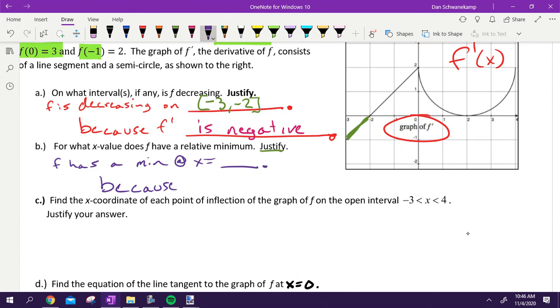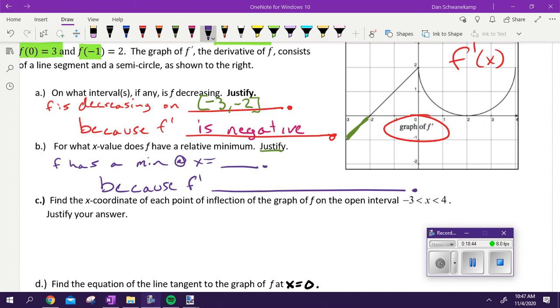It has a minimum at x is equal to blank because f prime blank. Finish that problem. Give me an answer and give me the reasoning. F has a minimum. Show me with your fingers. Where does f have a minimum? F has a minimum at negative 2.